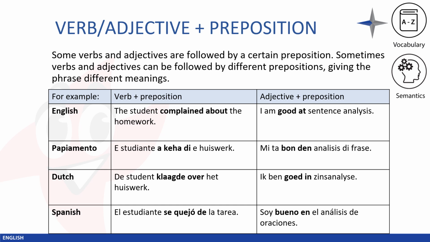We talked about verb and adjective and preposition. Some verbs and adjectives are followed by a certain preposition. Sometimes verbs and adjectives can be followed by different prepositions, and it gives the phrase different meanings.